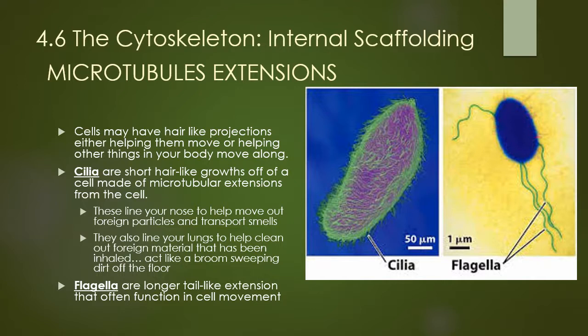And our other type of microtubular extension are flagella. And again, these are long tail-like extensions. They often function in cell movement. So they act sort of like a tail, helping things typically like single-celled animals or bacteria to swim along.